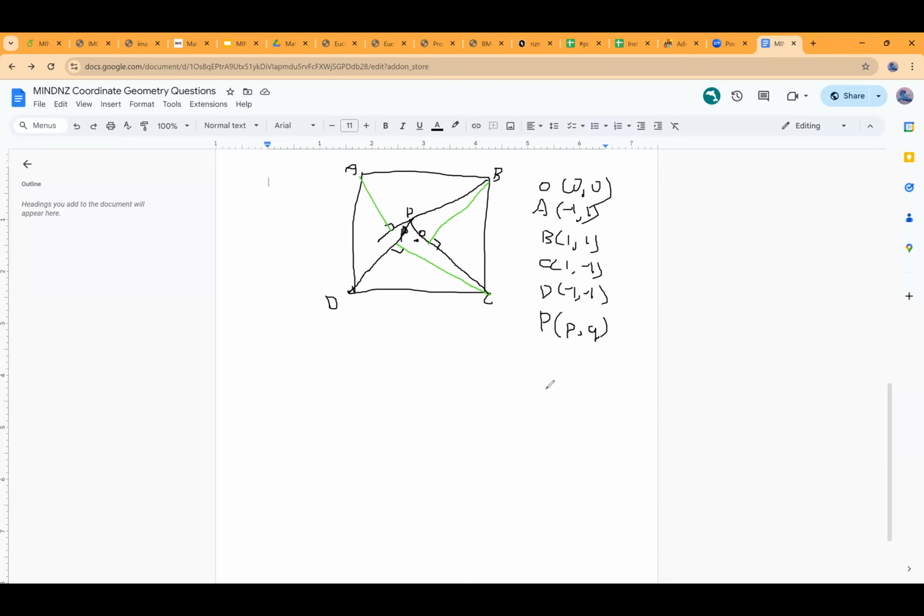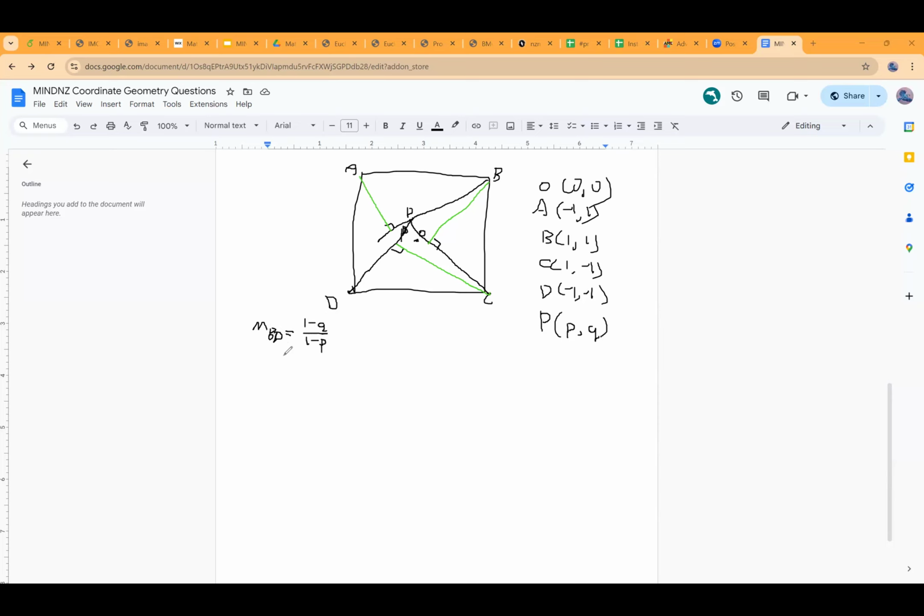So yeah, let's just start bashing it out. Let's just start getting the equations of everything. We already have all the points, the coordinates defined. We just need to start working out gradients and lines. So let's look at the gradient of PQ first. Not PQ, BP. That's 1 minus Q over 1 minus P, I guess.